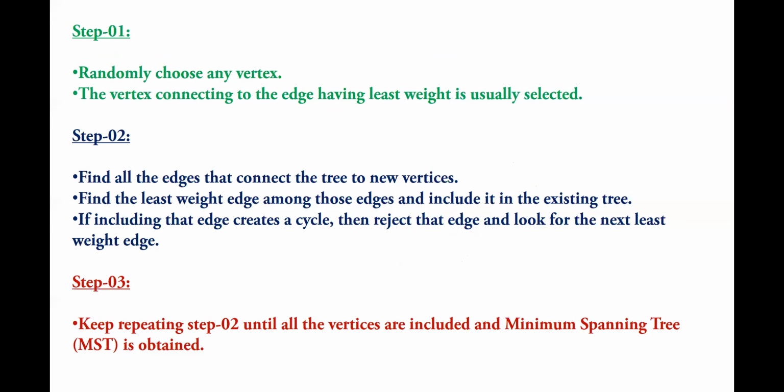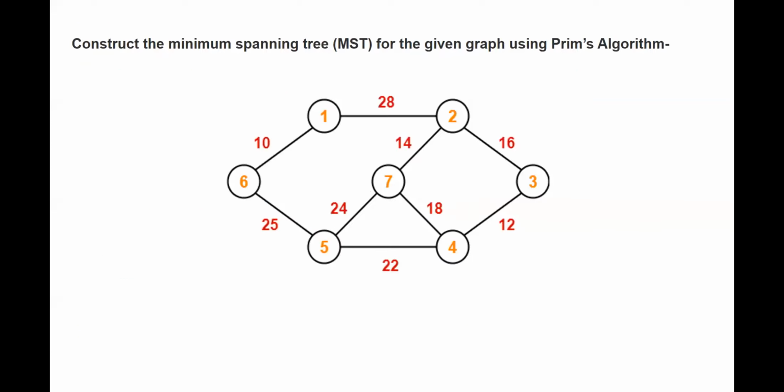Then what must I do? Find the least weight edge. After considering all the edges connecting to that particular vertex, we must find the least weight edge among those edges and include that in the existing tree. Initially, only vertex 6 will be there.